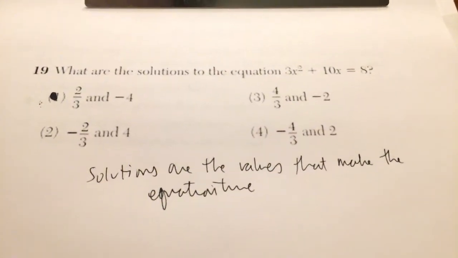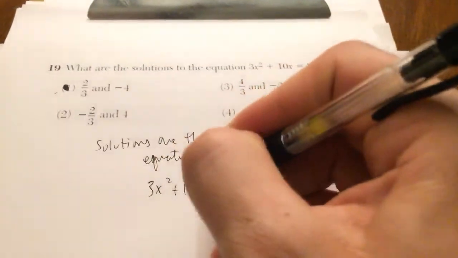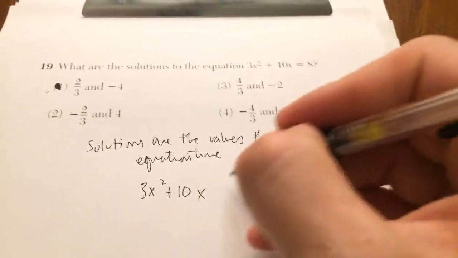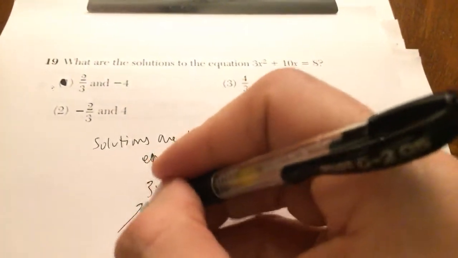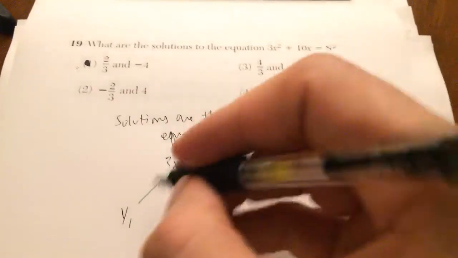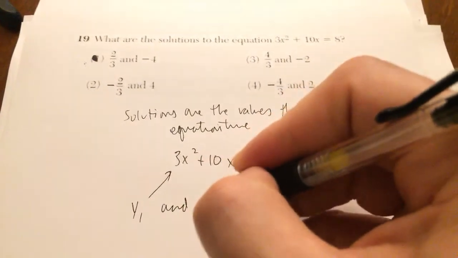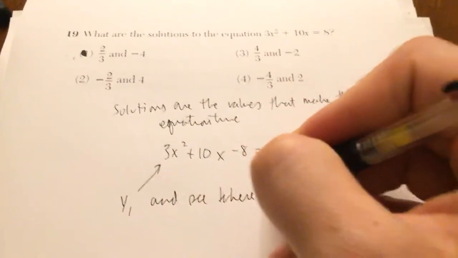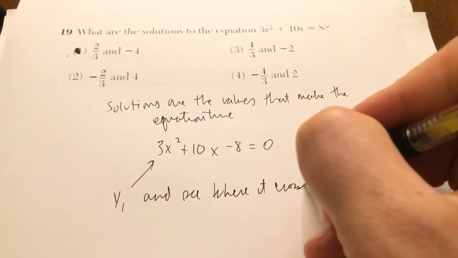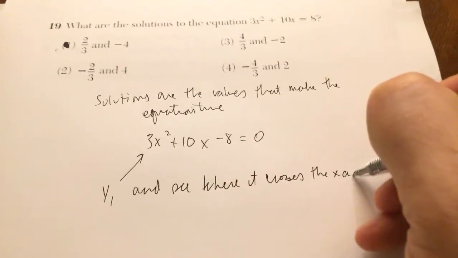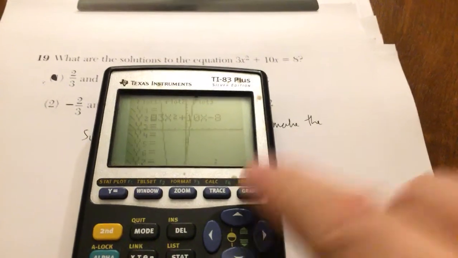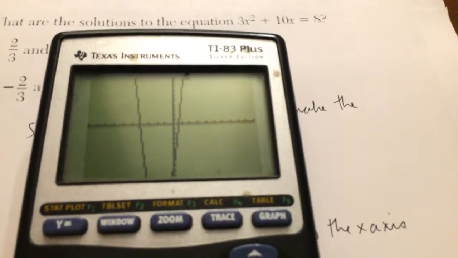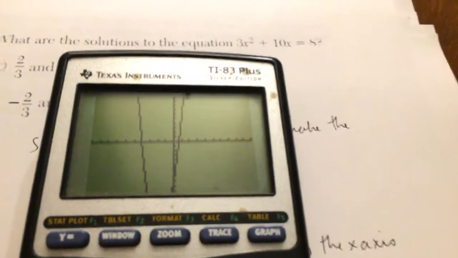I'm going to show you what you could have done using your calculator. You could say 3x squared plus 10x. Move the 8 to the left side by subtracting, and you get a quadratic equation. What you want to do is then plug this into your y1 and see where it crosses the x-axis. I plugged in 3x squared plus 10x minus 8. I hit graph, and if you notice, it crosses at -4 and about 2/3.